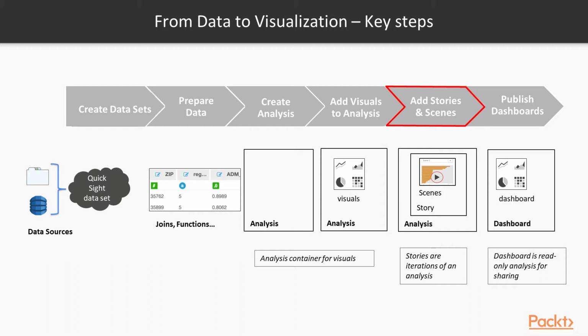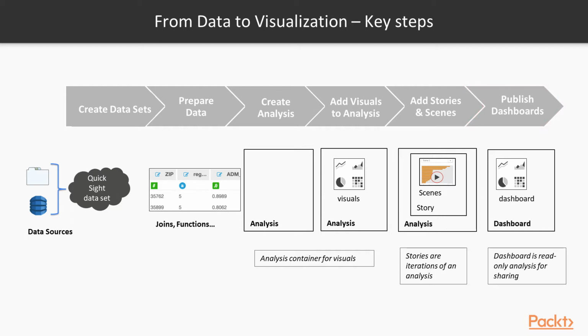Next, you can optionally build stories and scenes. A story is essentially multiple iterations of the same analysis replayed as scenes. For example, sales by region could be north, south, east, west, and each of those can be part of a story. Next, you can create read-only snapshots of an analysis called dashboards. These dashboards preserve parameters and filters, and will show the latest data for that condition.